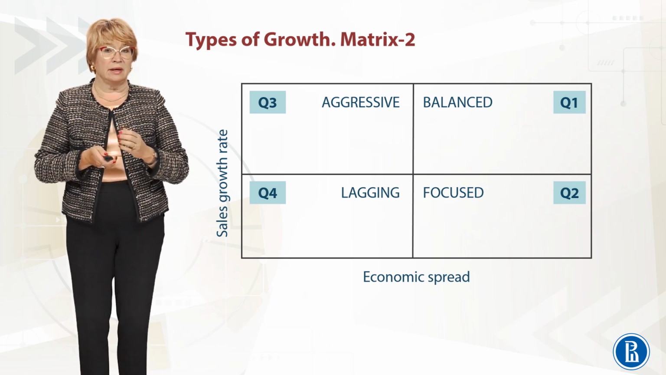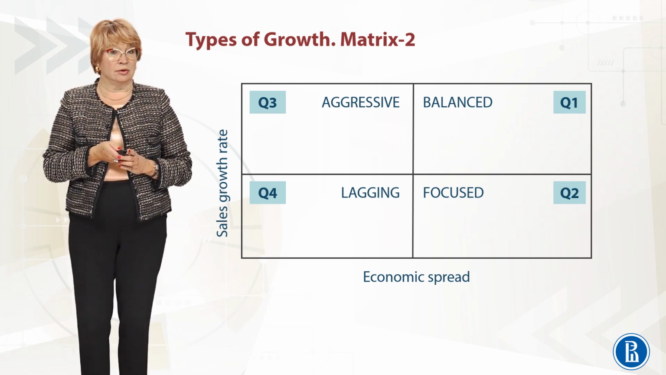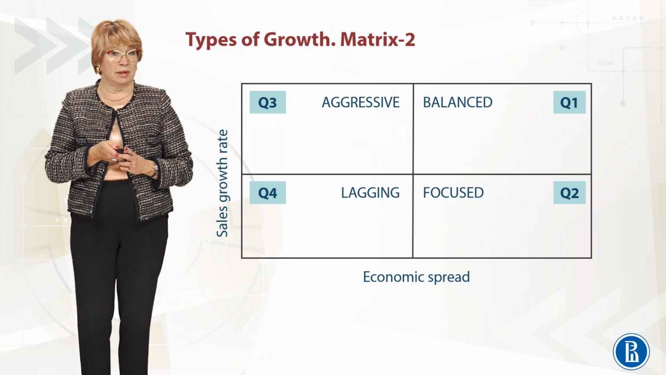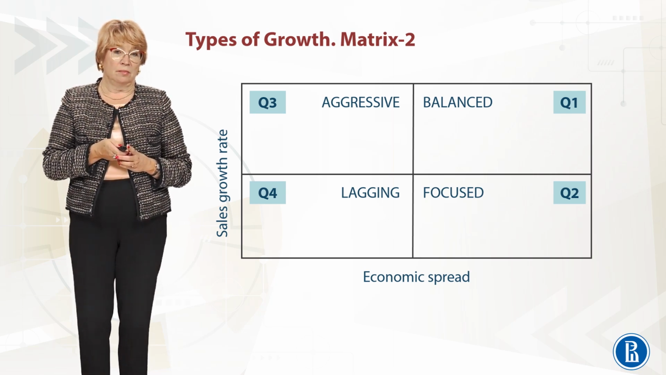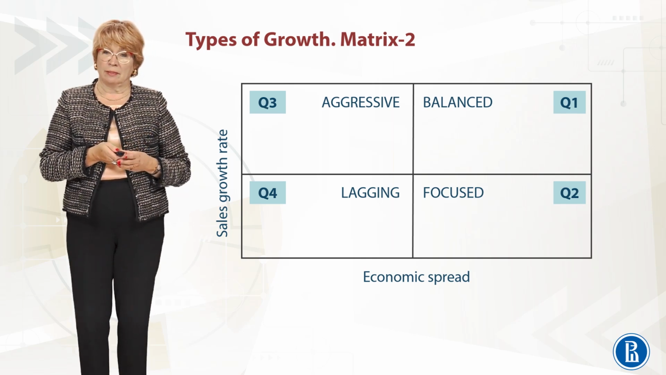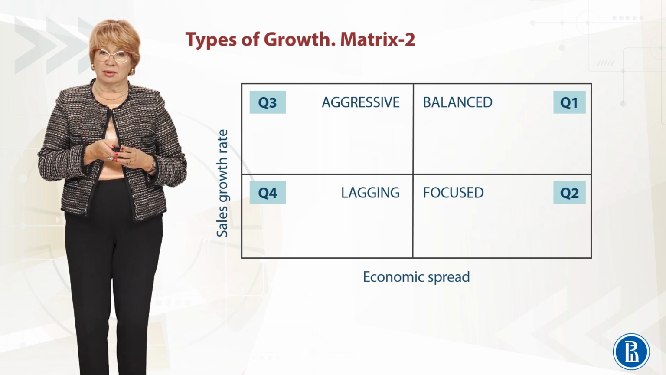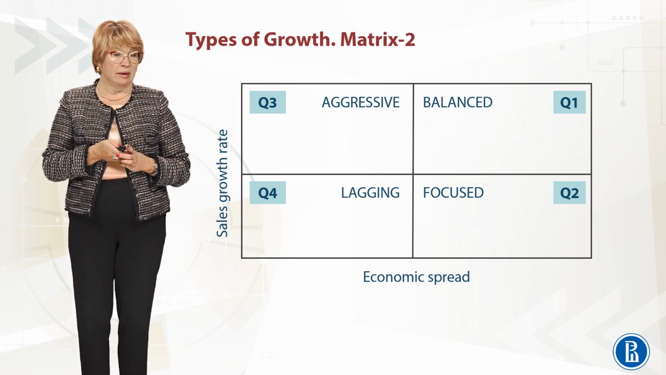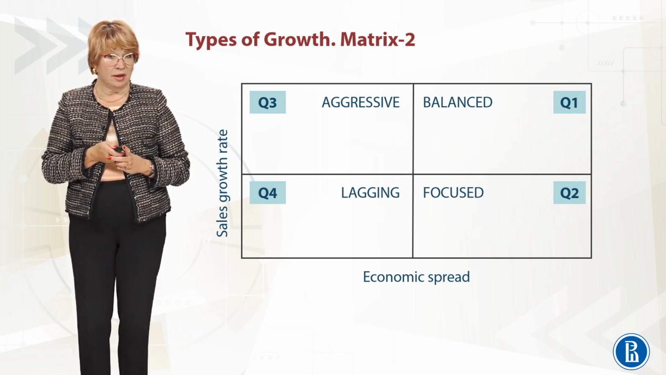Then to the right side of that matrix, we will get the companies which are generating positive economic spreads or positive economic profits. Positive economic profits means, I would like to remind you, that the company's actual rate of return on the capital employed is well above its required overall cost of capital, or weighted average cost of capital.